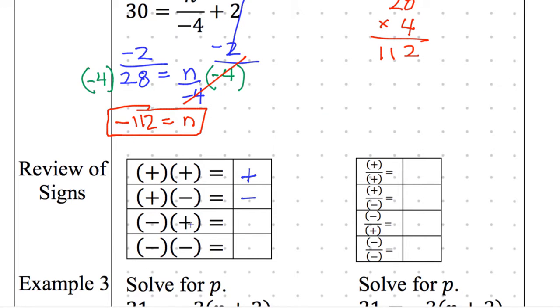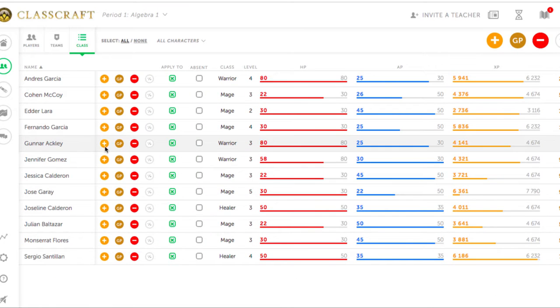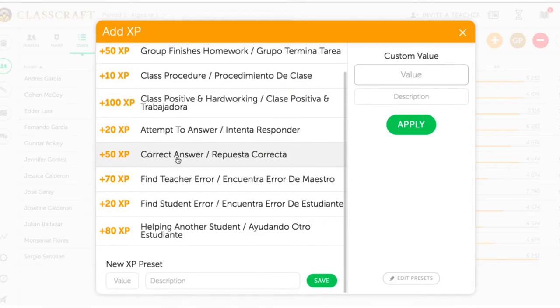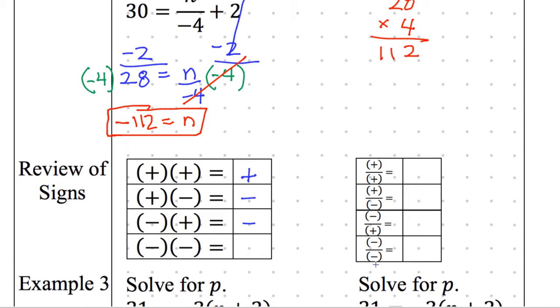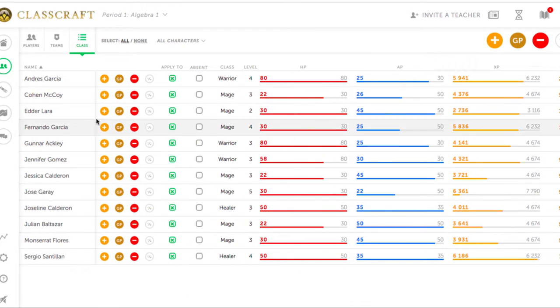A negative times a positive is what? Quiet raised hand. Lots of XP going out right now. Monse. It's a negative. Monse, there you are. A negative times a negative is what? Fernando. Positive. Go ahead and write it down. Now you have a reference.